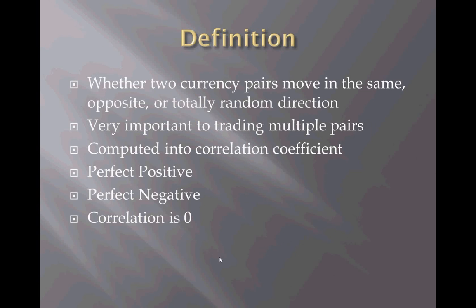Currency correlation. The first half, easy, currency. No explanation needed. The second half, still easy, correlation. A relationship between two things. In the financial world, correlation is a statistical measure of how two securities move in relation to each other. Currency correlation, then, tells us whether two currency pairs move in the same, opposite, or total random direction over some period of time.